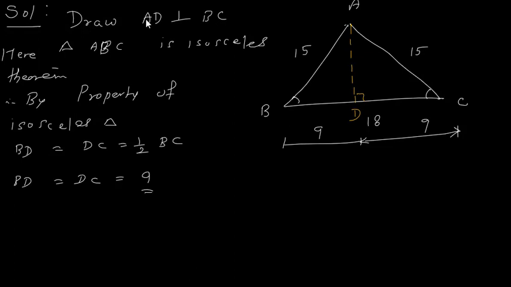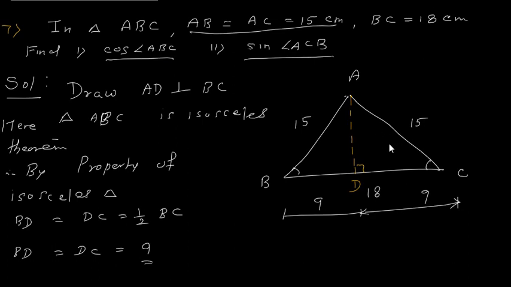So what do I have to find? I have to find cos. So for cos, we should take adjacent upon hypotenuse. So cos of angle ABC, that means this angle. So cos of this angle is what? It is BD upon AB, adjacent side upon hypotenuse.